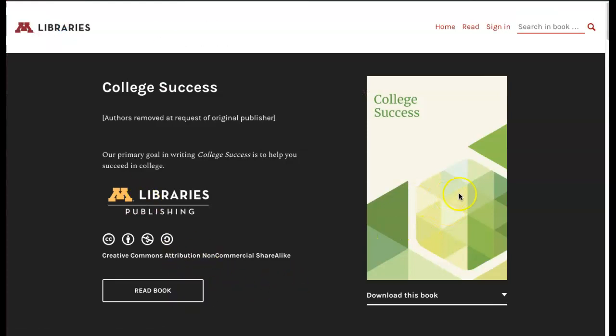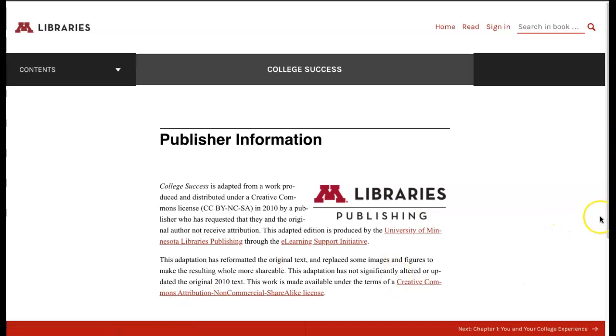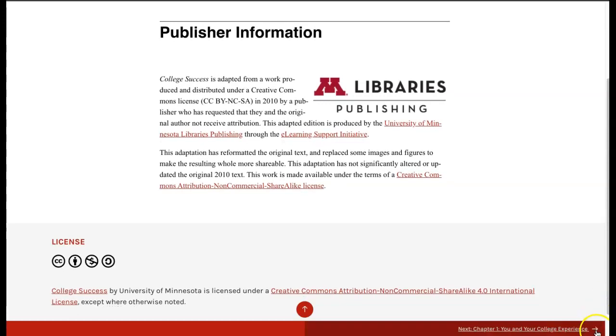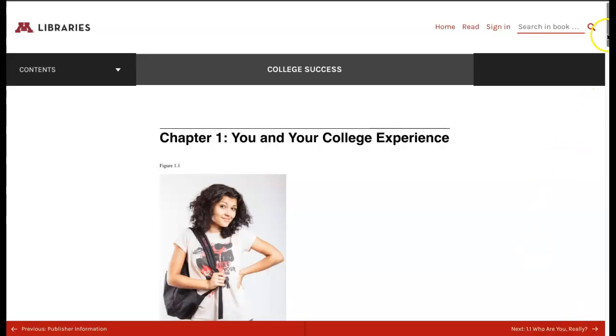So as you can see, the cover has changed, but it's still the same content. So all you have to do is just go ahead and click on Read Book. And then, obviously, this is the front page. And then you click on the arrow to take you to the next page. And here you have Chapter 1.